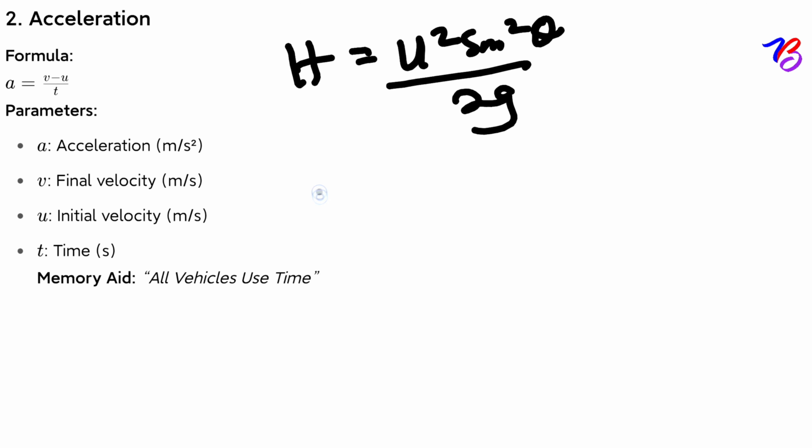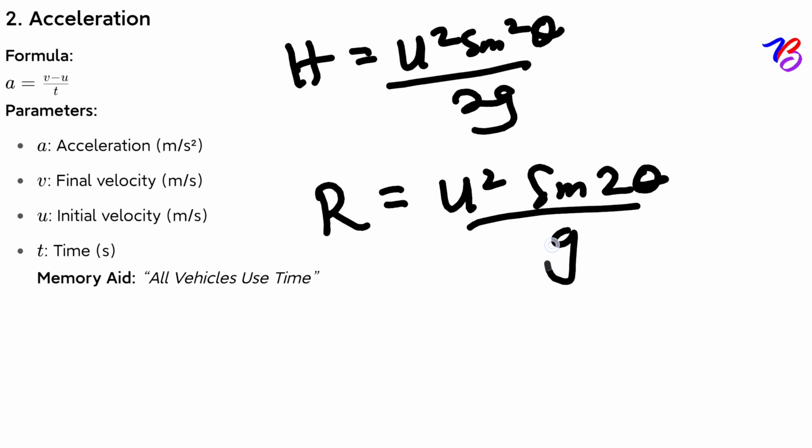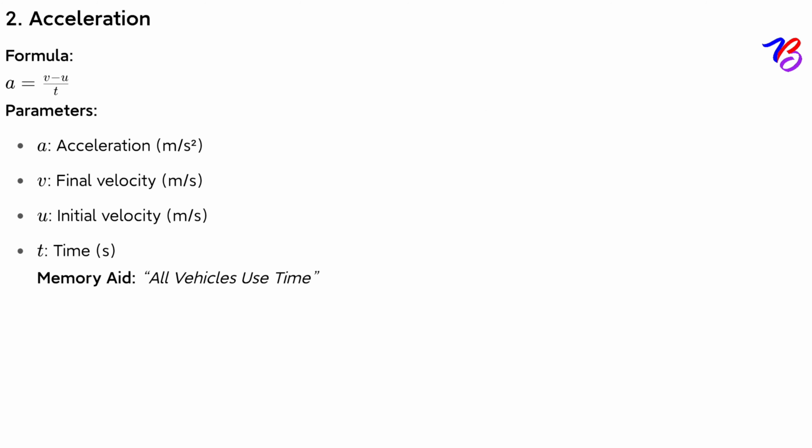Then we also have a maximum range to be U squared sine 2 theta over G. All this is related to this fundamental foundational formula. Is that clear? So don't forget, all vehicles use time. Memorize this, have an understanding, and ride on with us.